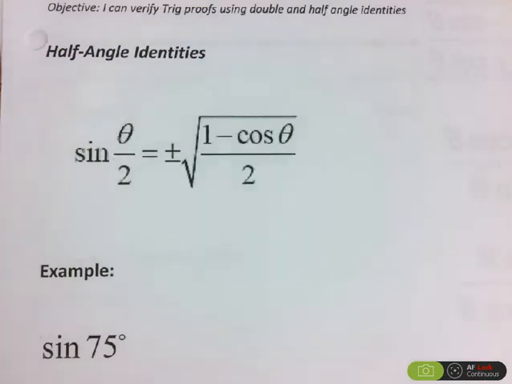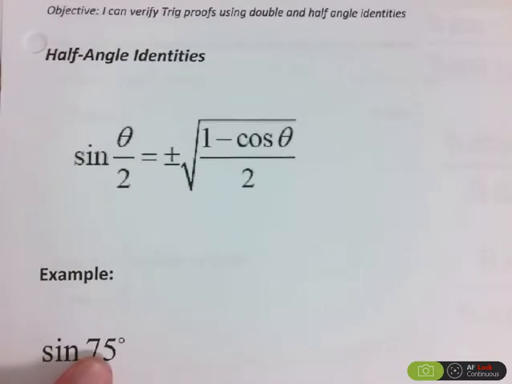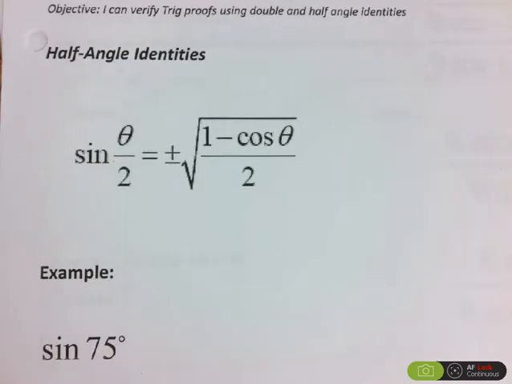Right, so if you want to know what the sine of half of an angle is, you can use a half angle identity formula. For example, I can't find the sine of 75 on the unit circle, but I could rewrite 75 as what number divided by 2? 150 over 2 is the same as 75.